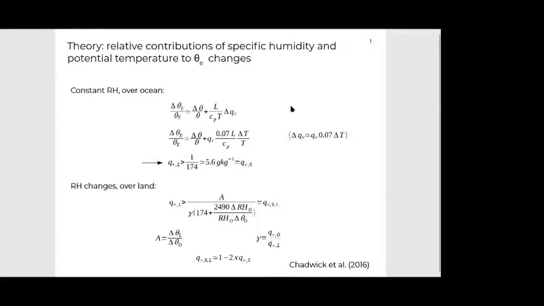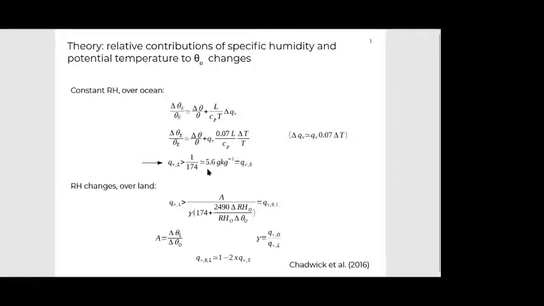If I assume that the fractional change in temperature is the same as the fractional change in potential temperature, i.e. that surface pressure changes are small, then I can find a threshold value on the baseline QV, QV0, above which specific humidity changes will dominate the changes in theta E and heat stress. This turns out to be a pretty low value of about 5.6 grams per kilo. So in a baseline climate, if there's no change in relative humidity, wherever the specific humidity is above this, specific humidity changes will be the primary driver of changes in theta E.